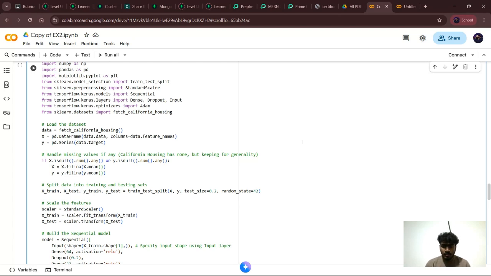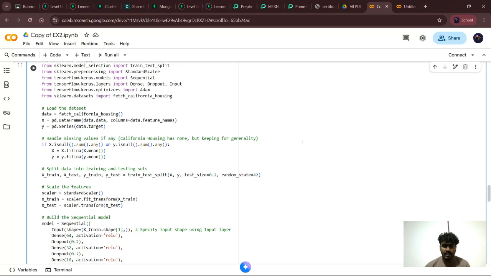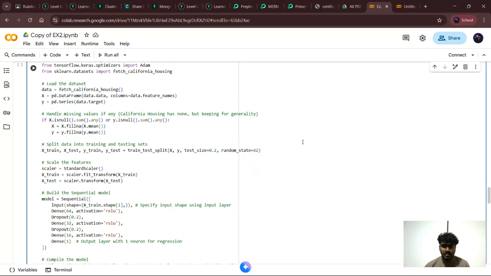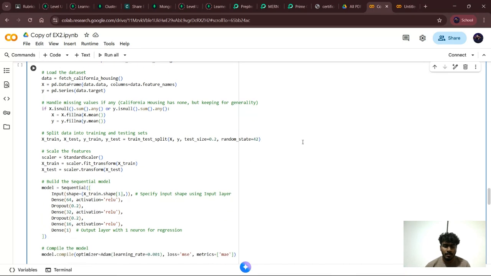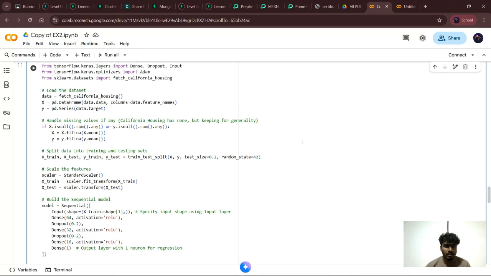First, we need to import all the necessary libraries: NumPy and Pandas for handling data and numerical operations, Matplotlib for visualizing training results, Scikit-learn for splitting data and scaling features, and TensorFlow Keras for building and training the neural network model.